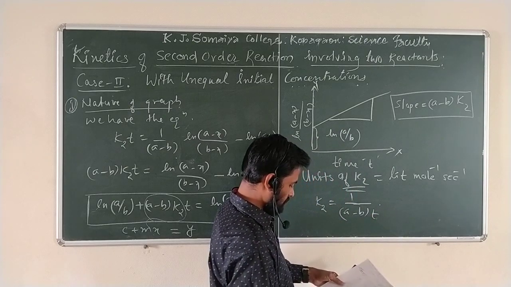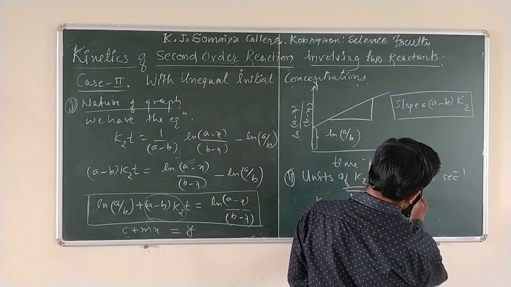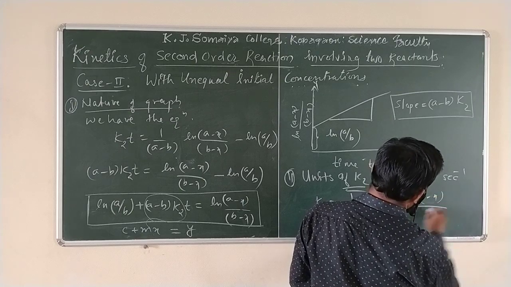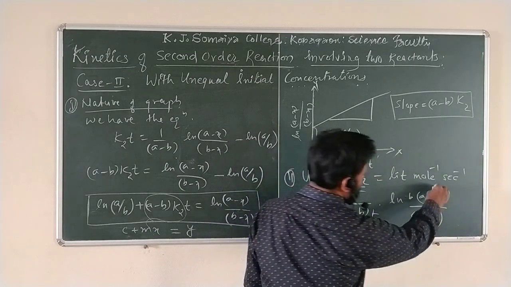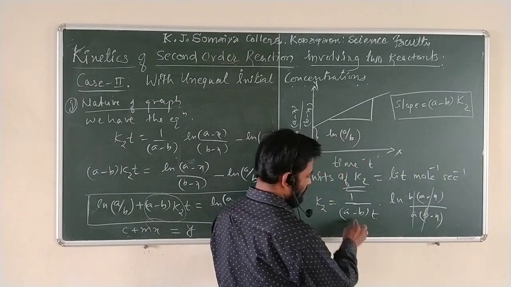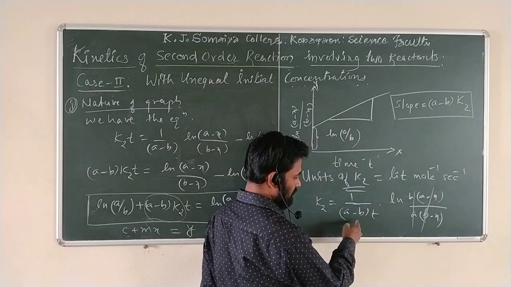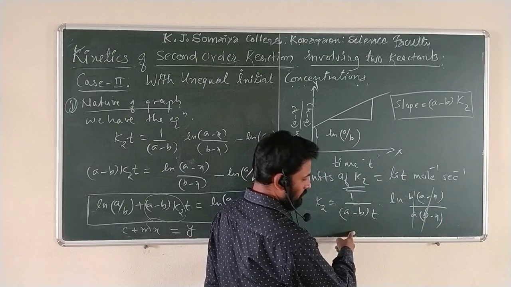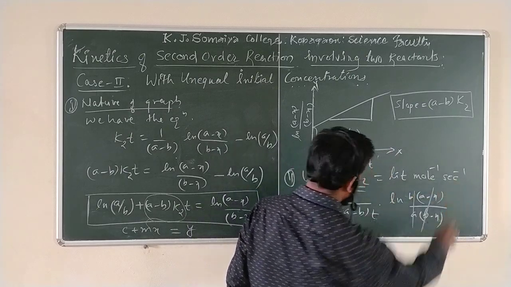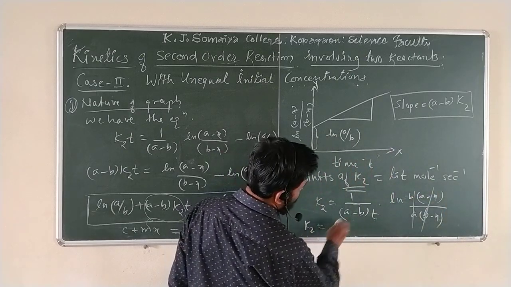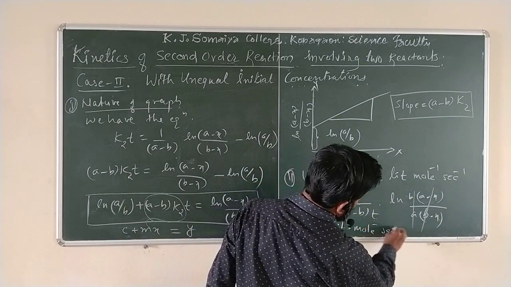1 upon A minus B, ln B into A minus x upon A into B minus x. These are concentrations, and the concentrations get cancelled here. Only time and one concentration remain. What is the concentration? Moles per liter, that is, moles per liter per second. This becomes the numerator, so it becomes liters per mole per second. Therefore, the rate constant K2 is always liter per mole per second.